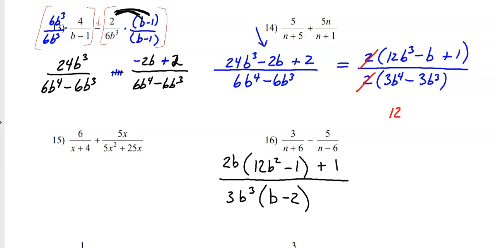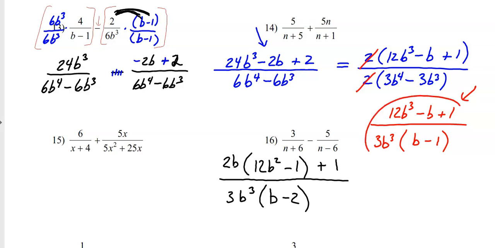You also could, depending on how the book or the standardized answer sheet does it, factor the bottom now and yank out a 3b to the third and call it b minus 1. They could leave it that way. I don't think it's really important one way or the other. But once you know that the top is done being factorable, there's really no way to cancel anything out of the bottom.